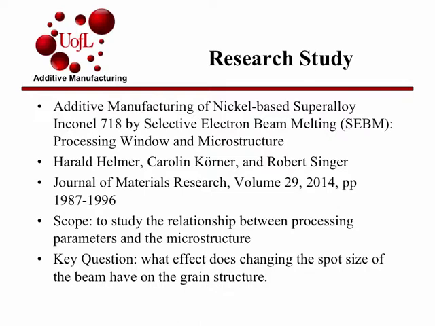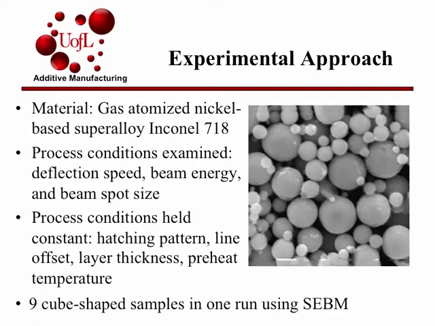And one of the key questions they asked was, what effect does changing the spot size of the beam have on the grain structure? So, experimental approach: they used gas atomized nickel-based superalloy. There's a picture of gas atomized powder. The process conditions that they changed throughout the study were deflection speed, or just how fast the beam is moving along, the beam energy, and the beam spot size.